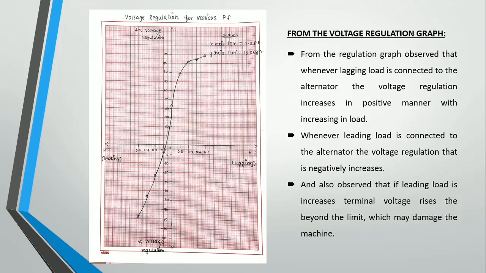And from the voltage regulation graph that I drew myself, I observed that whenever a lagging load is connected to an alternator, the voltage regulation increases in a positive manner, and whenever a leading load is connected, the voltage regulation increases in a negative manner. I also observed that if the leading load increases, the terminal voltage rises beyond the limit, which may damage the machine. I hope you understand the OC and SC tests, and also how the OCC and SCC characteristics were obtained. Okay, thank you.